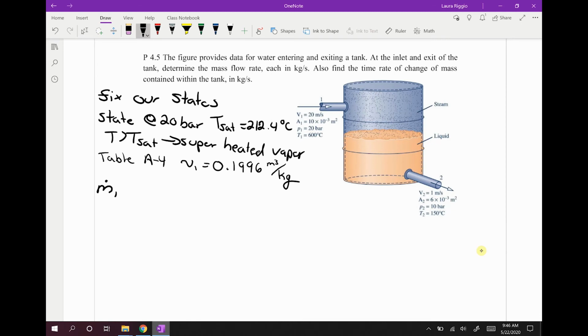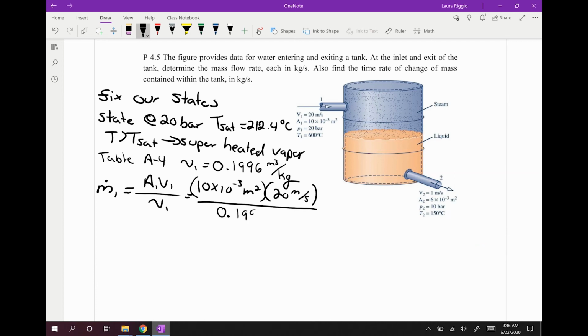So our mass flow rate at our inlet is equal to our area times our velocity divided by our specific volume, which is 10 times 10 to the minus 3 meters squared times 20 meters per second divided by 0.1996 meters cubed per kilogram. So we get that our mass flow rate is equal to 1 kilogram per second.